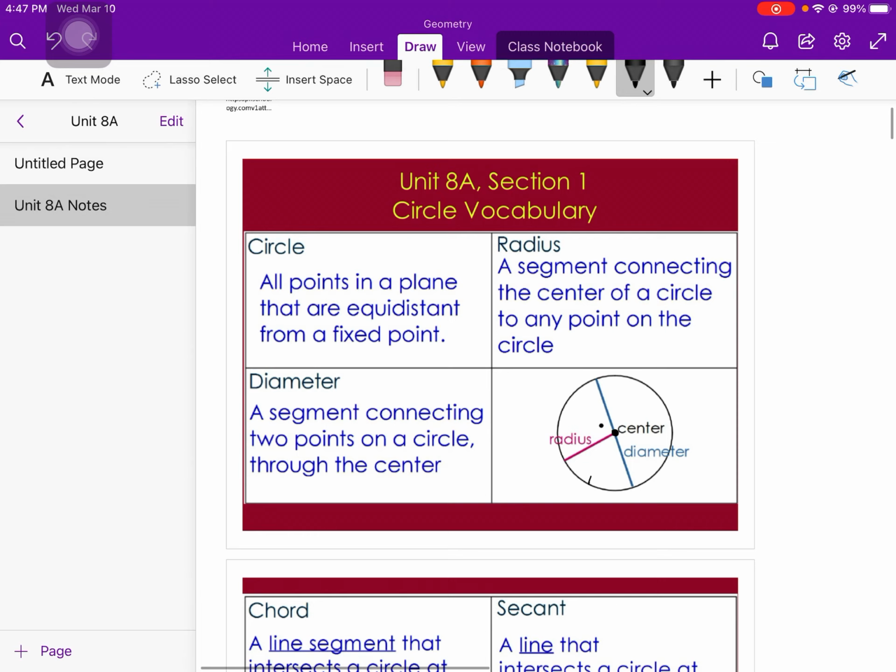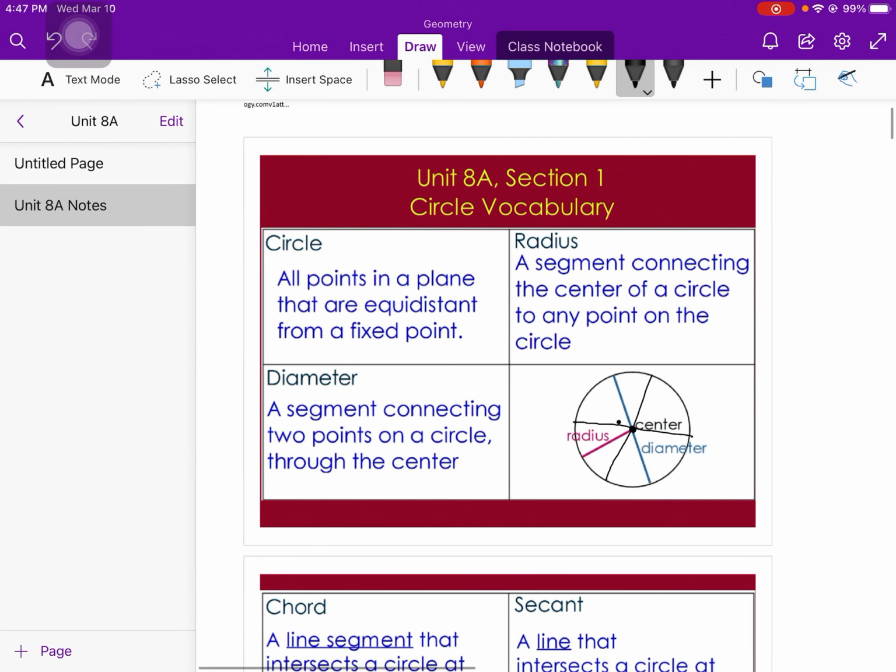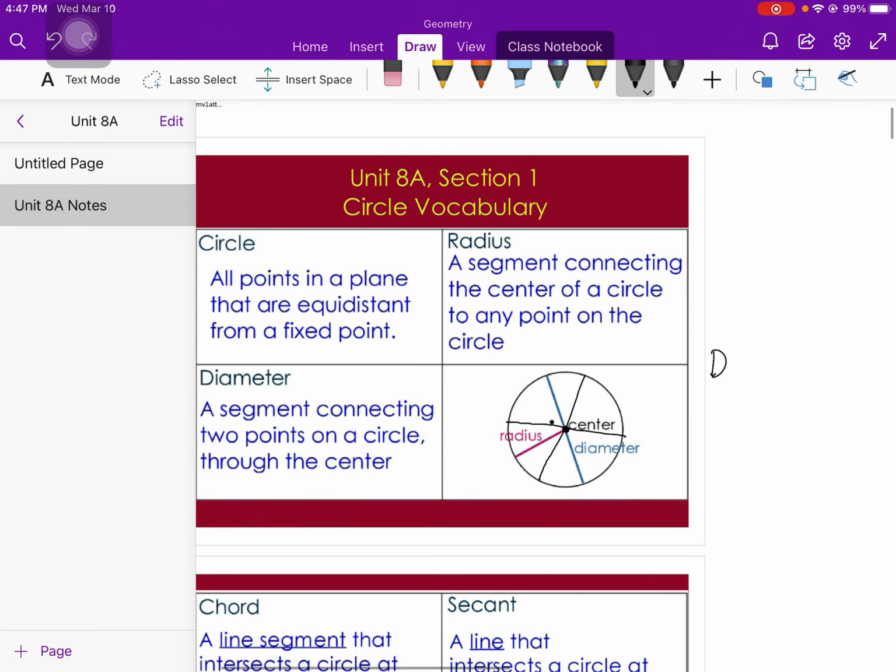So we can have an infinite number of diameters and radii, because you can pretty much go from wherever and create them. Just remember that the relationship is diameter equals 2 times the radius.